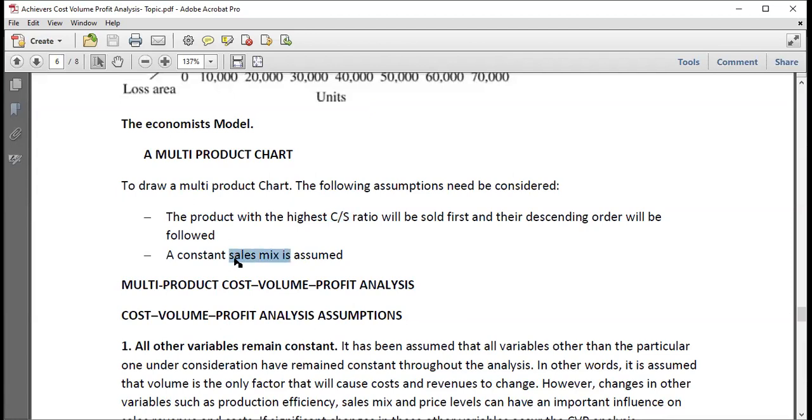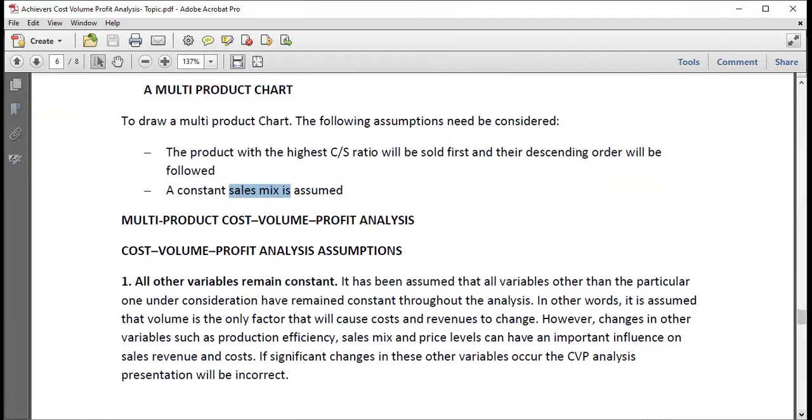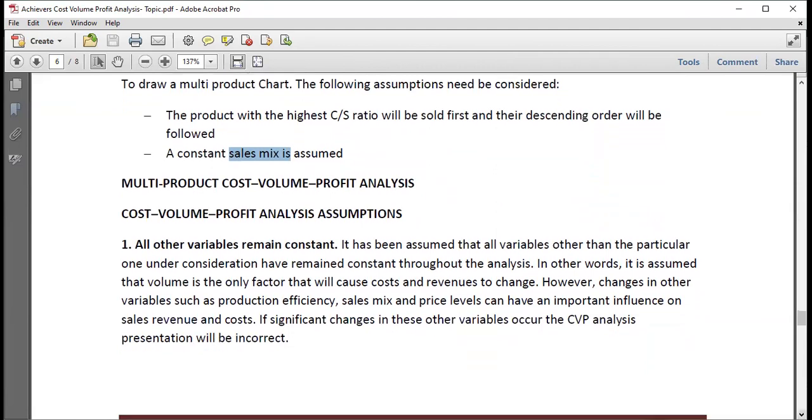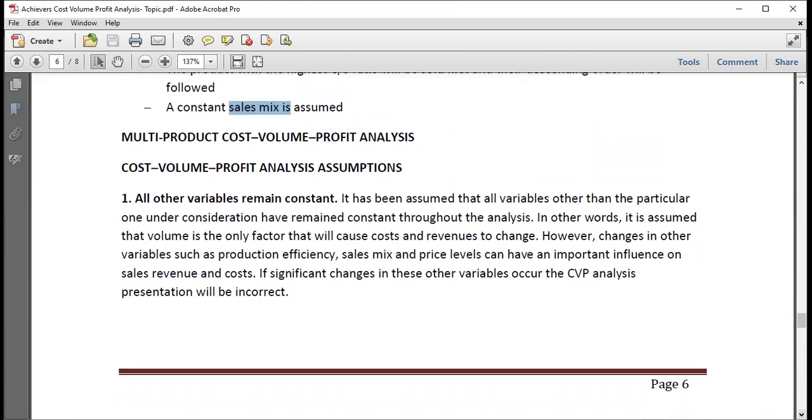Like we've seen up in the limitations, the break-even chart only applies where we have a constant sales mix. So it's important for us to have that in mind. These are just details of what we have here, where we're saying that all other variables remain constant. And by that, we mean that it is only volume that is changing. Price is constant. The sales mix is constant. As for production efficiency, we are assuming that the company is as efficient as it is across the different levels of output. You get it?